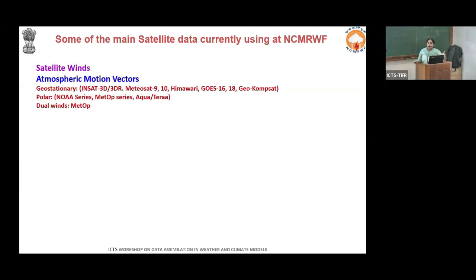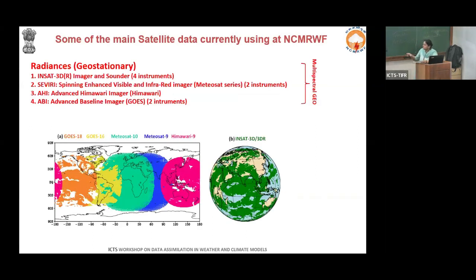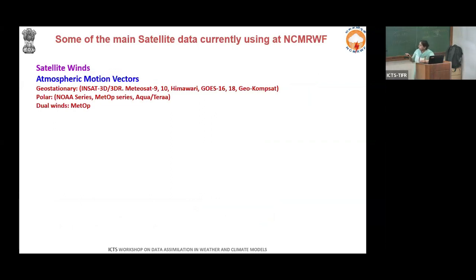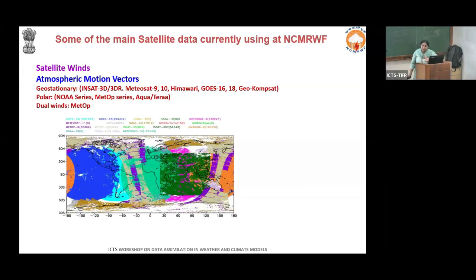So then come the satellite winds. She already explained how we measure all these satellite winds, so I am not going into the measurement techniques, but into how many satellites we are getting all this data from. Again, geostationary data we are getting from INSAT 3D and 3DR, Meteosat 9, 10, Himawari, almost all the geostationary satellites, whichever instrument has the imager. From that imager we are deriving the AMVs. In addition to the geostationary, we are getting the AMVs from the polar satellites also, and the dual METOP winds also. So this is the coverage. If you see, we are getting the full global coverage of all the satellite AMVs.